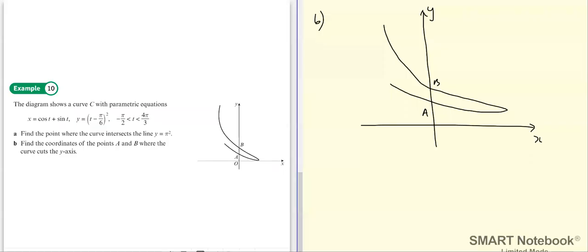This should have an x coordinate of 0. So we know that this has, sorry, x coordinate of 0, not y. And B has some coordinates where x is 0 and y is unknown. So if in both cases x is 0, what we can do for the parametric equation is make cos t plus sine t equal to 0. That's right, isn't it?